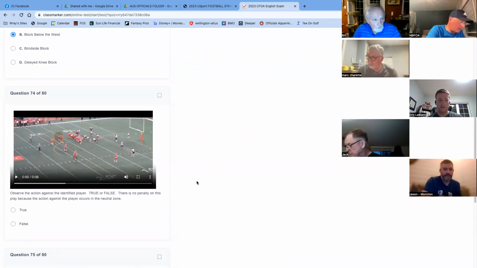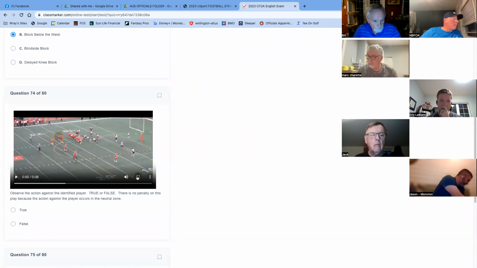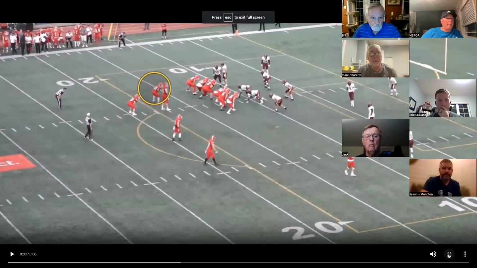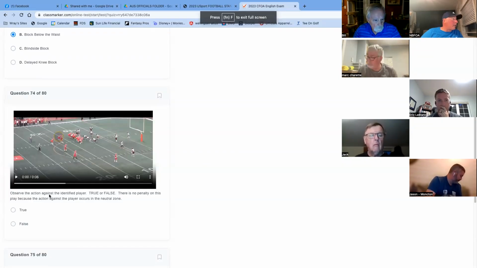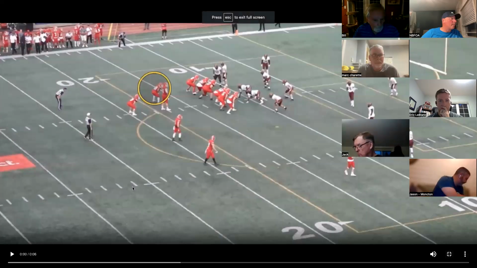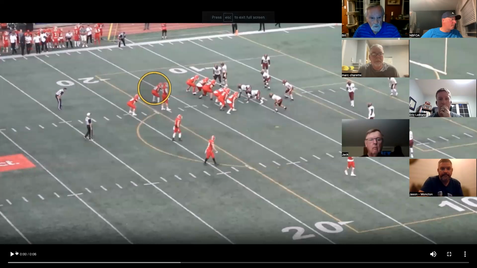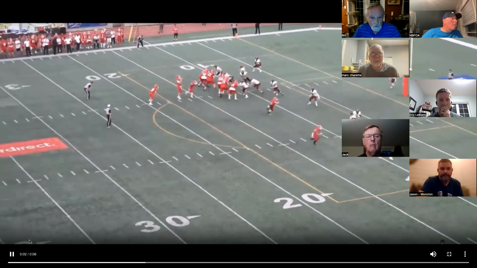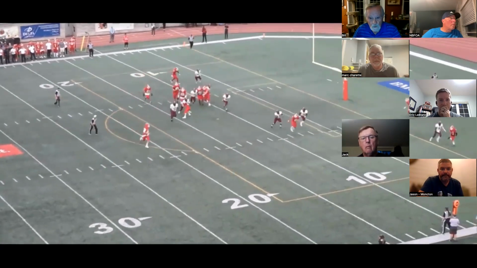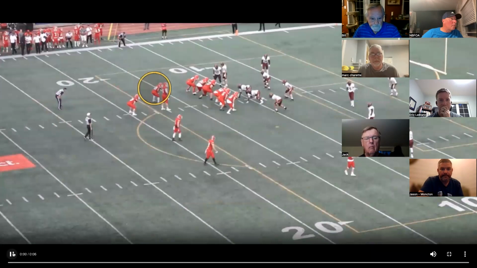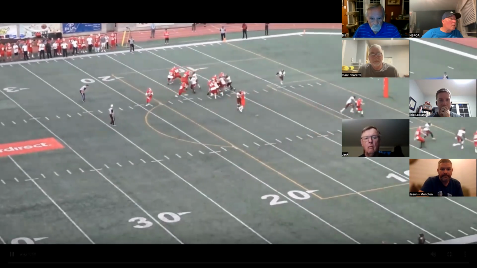All right, that one was pretty straightforward. 74 is over here. Okay. Oh, wait, I didn't read the question. Observe the action against the identified player. True or false, there is no penalty on this play because the action against the player occurs in the neutral zone. So we're all watching this right here. It's hard to tell if he holds them for a bit there.